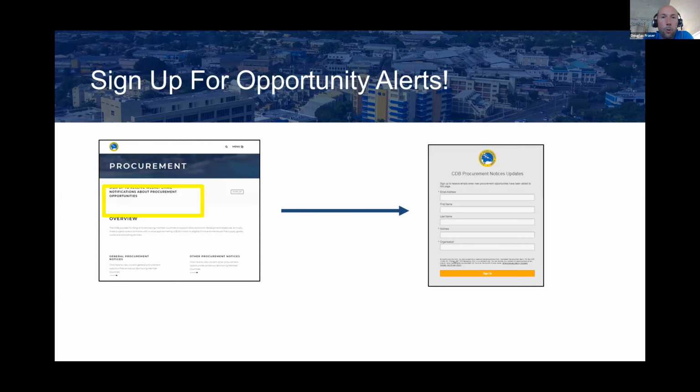But we know you're all busy people. We know you're not just tracking CDB opportunities. So one facility that may be of interest is we have a weekly newsletter, which you can sign up for on the website through the procurement section.